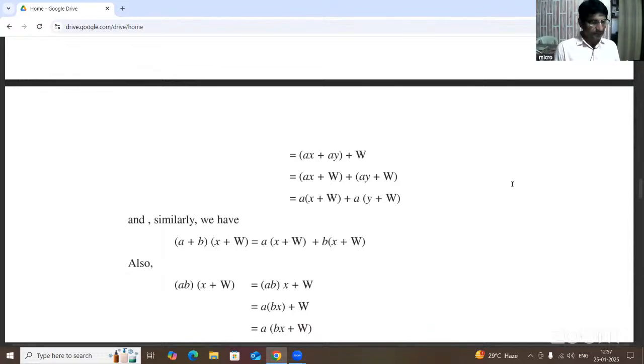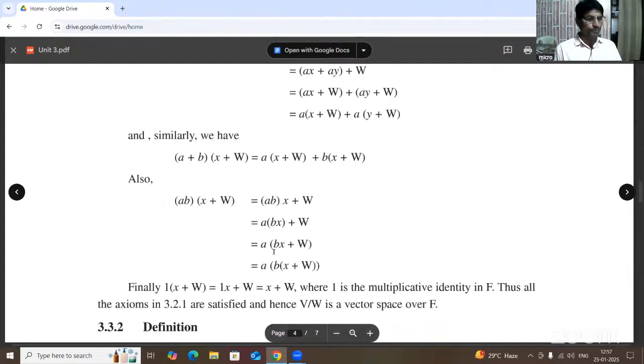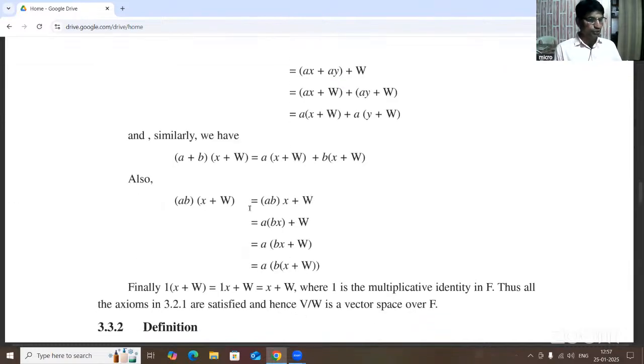A plus b, there is another scalar b. So the scalar elements must be added here: (a plus b) of x plus w is a of x plus w plus b of x plus w. Under multiplication, ab of x plus w can also be written as scalar multiplication a of bx plus w. And again, for the unity element, 1 of x plus w equals 1x plus w.